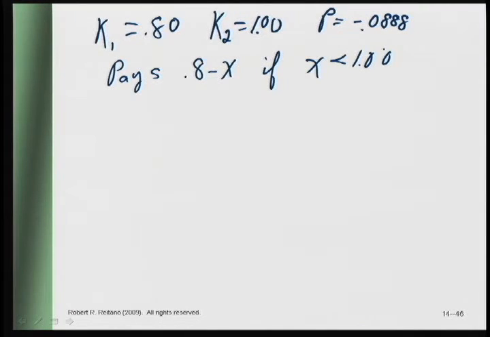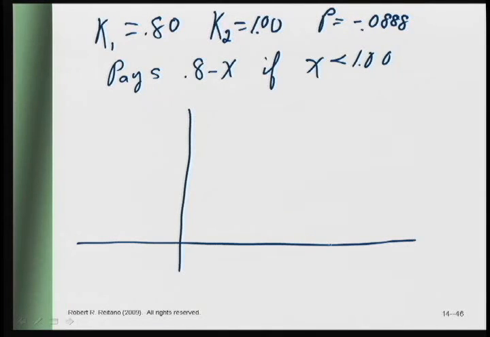So let's graph what that says. Here's $1. Here's the current value of the option. Here's 0.8. And it pays a put option would look just like that, a vanilla put that would pay 0.8 minus X if X is less than 0.8. But here's a situation where the holder also has to make these payments.